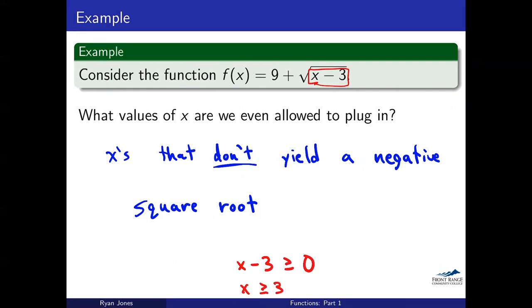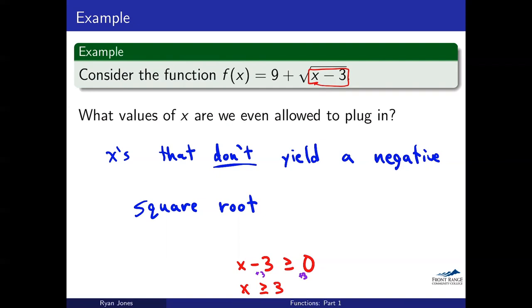I can kind of squeeze that in. Plus 3, plus 3. And so x has to be greater than or equal to 3, because if it's any smaller, I'm going to get a negative underneath that square root. If you're having trouble seeing that, just try plugging in a bunch of values. Try plugging in a bunch of numbers for x that are bigger than 3 and a bunch of numbers that are smaller than 3, and you should see fairly quickly what happens here.